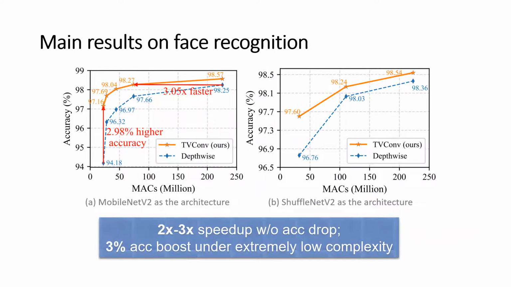Although conceptually simple, TVConv significantly improves efficiency. For face recognition, we replace the depth-wise convolution with TVConv in both the MobileNet V2 and ShuffleNet V2. We then compare the accuracy versus complexity trade-offs. TVConv achieves 2 to 3 times speedup without accuracy drop. On the other hand, TVConv boosts the accuracy by nearly 3% under an extremely low complexity constraint.